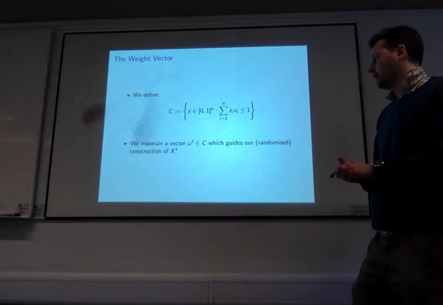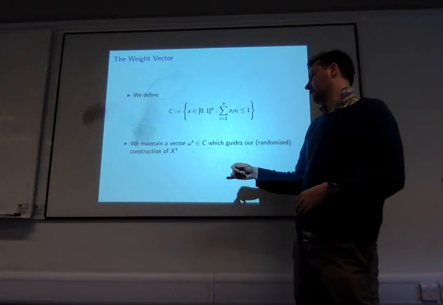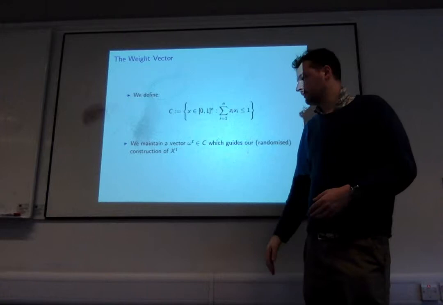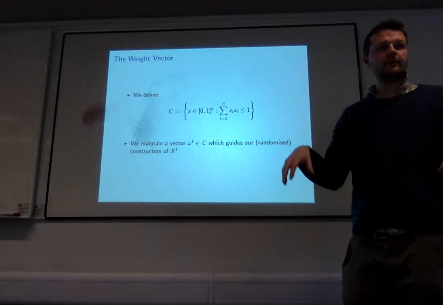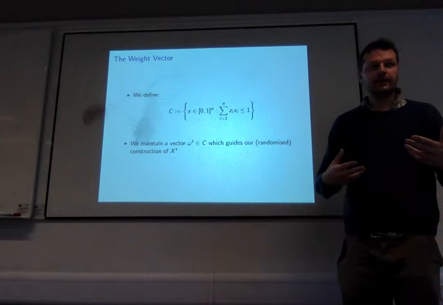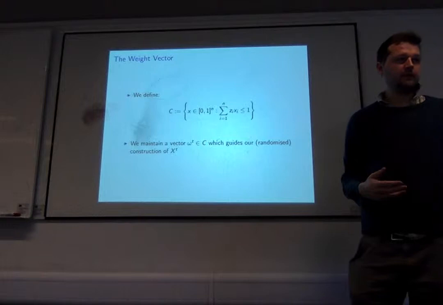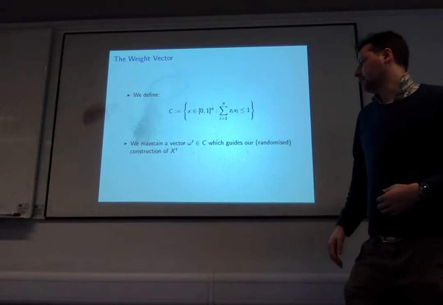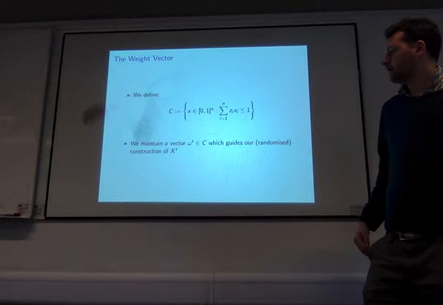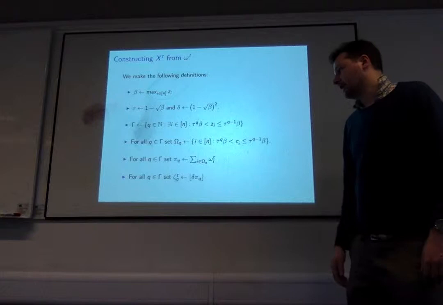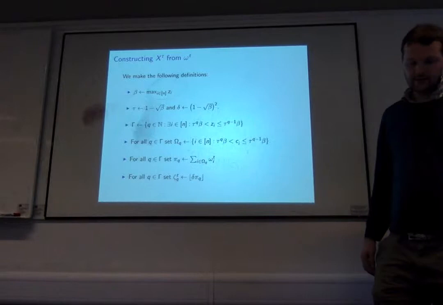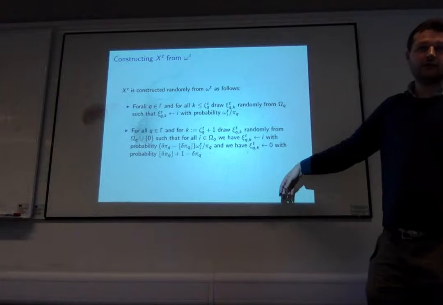We maintain the vector omega t in this set, which guides the randomized construction of xt. Remember, xt is a set of servers we place a service on. So we're going to randomly place a service, but there's an element of randomization in placing a service. What does this omega t do? As I said, the omega t guides the randomized algorithm of selecting xt. There's a lot of definitions here, and this is essentially the algorithm that constructs xt from omega t.